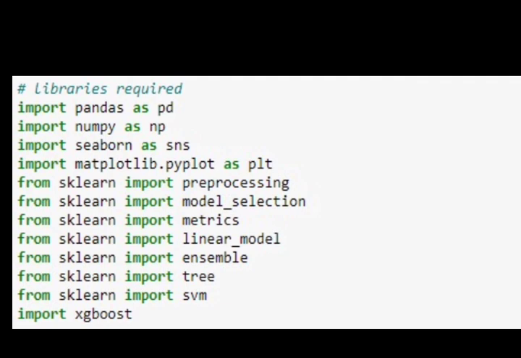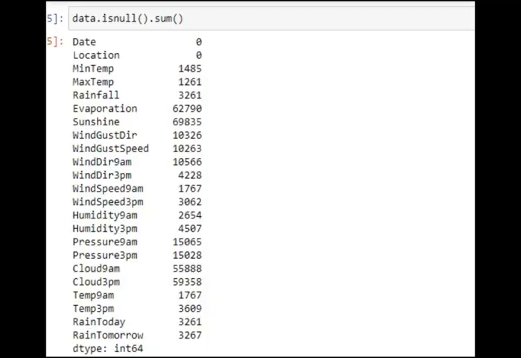Then here I am importing all the required libraries such as pandas, numpy, seaborn for data handling and visualization. I am also importing machine learning models from sklearn, XGBoost for model building and evaluation. I am loading the dataset using the pandas read_csv function. I am checking for missing values in the dataset using the isnull function. This helps us understand which columns contain null values so we can handle them properly during the data cleaning process.